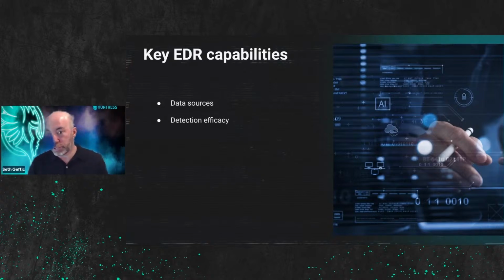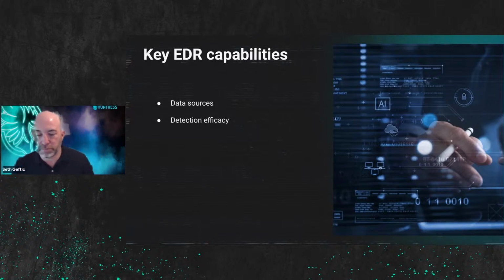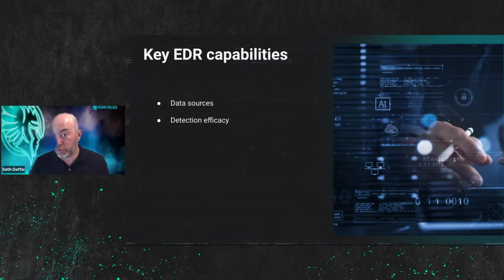A lot of what you need to look at is, okay, once the EDR does find something, how does it bubble up that information to you? Is it a priority list? Is it a risk score? That will really make a big difference on how easily you can action that information.